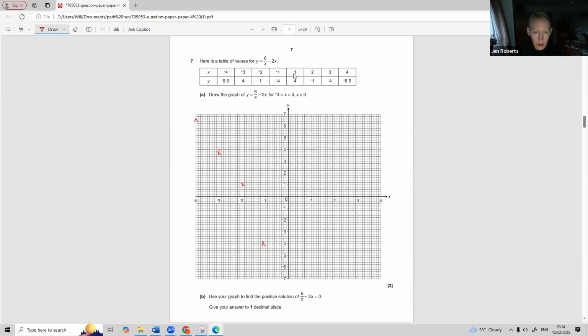So it already looks disjointed, doesn't it? This is actually a reciprocal graph. So our reciprocal graphs generally, this is the graph for y equals 1 over x. Can't do 6 divided by x. It's impossible, which is why our graph is disjointed. So you might have been wondering what to do here, but you join up as two separate curves.